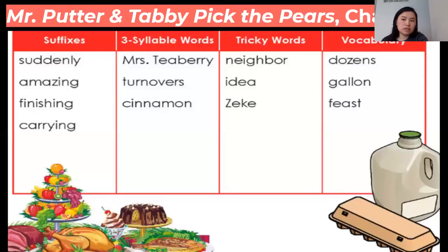Okay. Now, for here, this is our vocabulary from chapter 4. We have it where the vocabulary is categorized in 4 different sections. So we have our suffixes, 3-syllable words, tricky words, and vocabulary, new vocabulary that you learned. So suffixes, we have suddenly, amazing, finishing, carrying. 3-syllable words, Mrs. Teaberry, turnovers, cinnamon. Tricky words, neighbor, idea, Zeke. Vocabulary, dozens, gallon, feast.